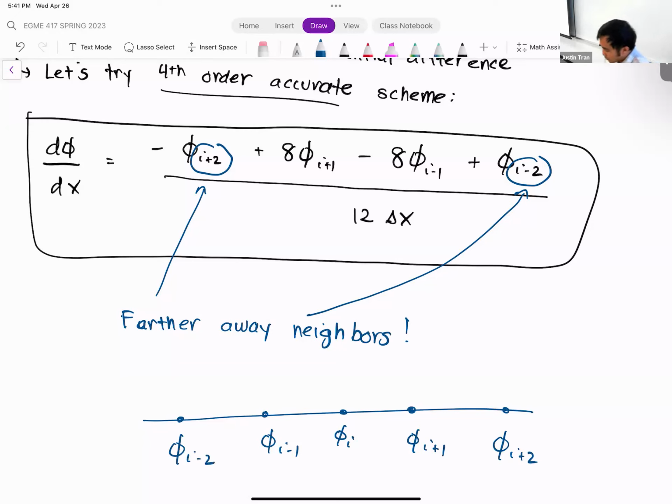So normally we just use our immediate neighbors, i plus 1, i minus 1. But in using this fourth order scheme, we have to go even beyond that. We have to go to our farther away neighbors, i plus 2, i minus 2. Of course, this means that our algebraic equations are going to be longer. But I think more importantly, it's going to change how we code these up a bit. This is going to introduce some additional challenges that we'll go over next.